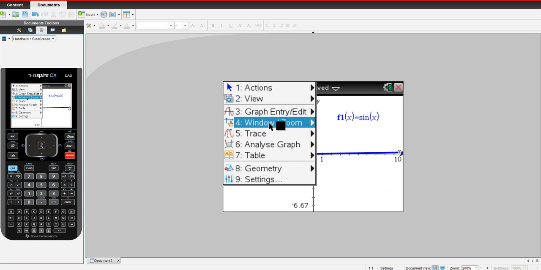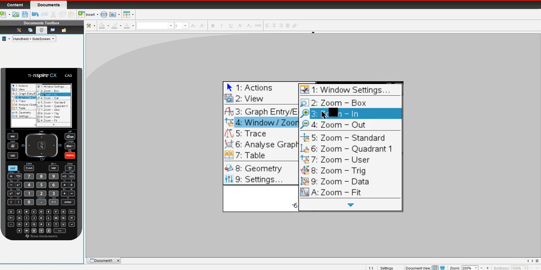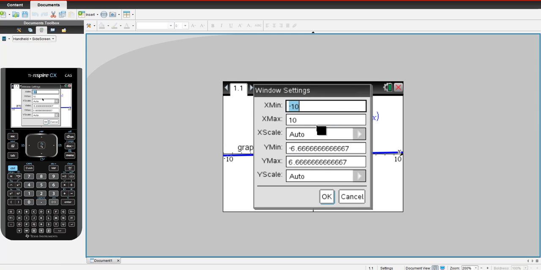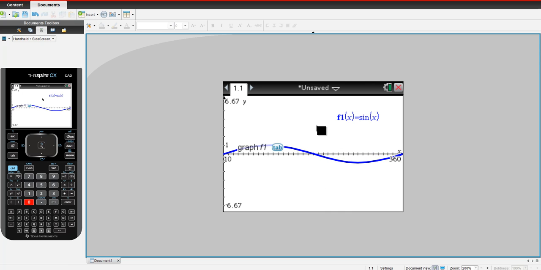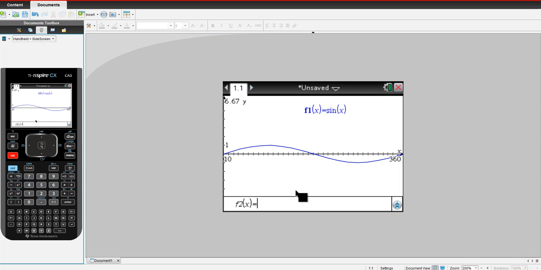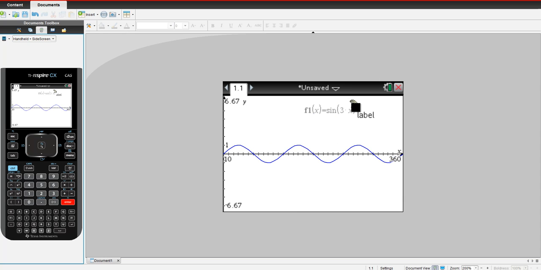And then we also have to change the window settings. X should go from 0 to 360 degrees. Now we can complete one period. So the period is 360 degrees for this sine function. Let's see, we can change the sine x to sine 3x.